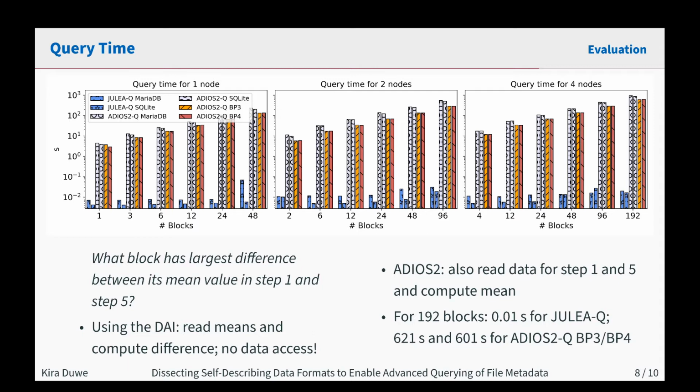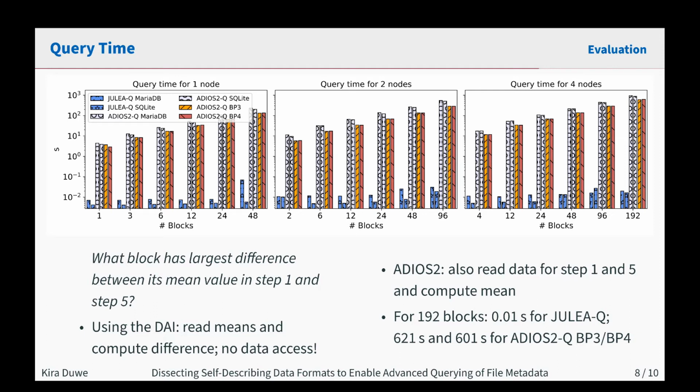And ADIOS2 Query uses the ADIOS2 API to query the data. And to answer the question, it needs to read the complete data of step 1 and step 5 and compute the mean value for each block. And it then needs to determine the index of the block with the largest difference between its two mean values. And we evaluated both the native BP engines and our engine this way.